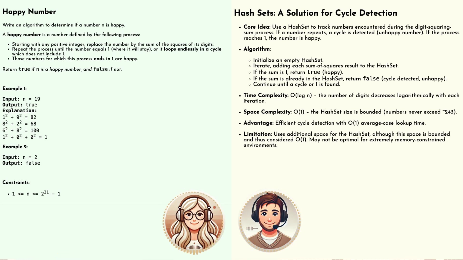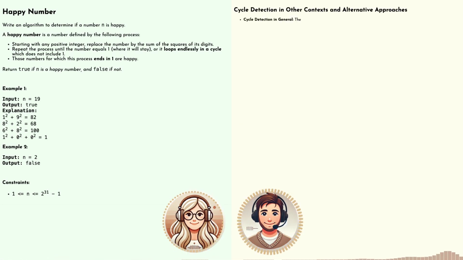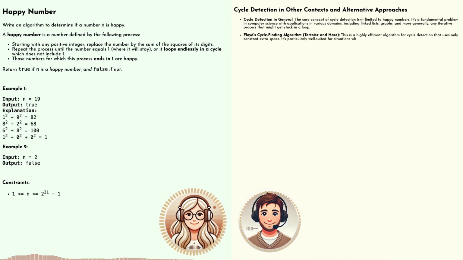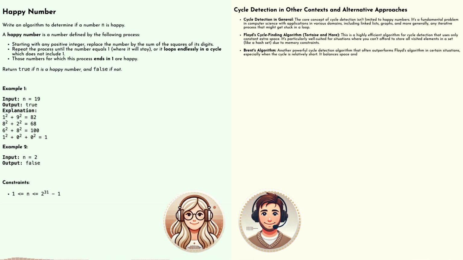That's the gist of the hash set approach. But remember how you were asking about efficiency earlier? We'll get to that in a bit. I'm already hooked on this hash set thing. It's like putting boundaries on our number forest, making sure we don't wander off forever. You got it. Remembering where we've been turns a potential infinite search into a nice controlled exploration.